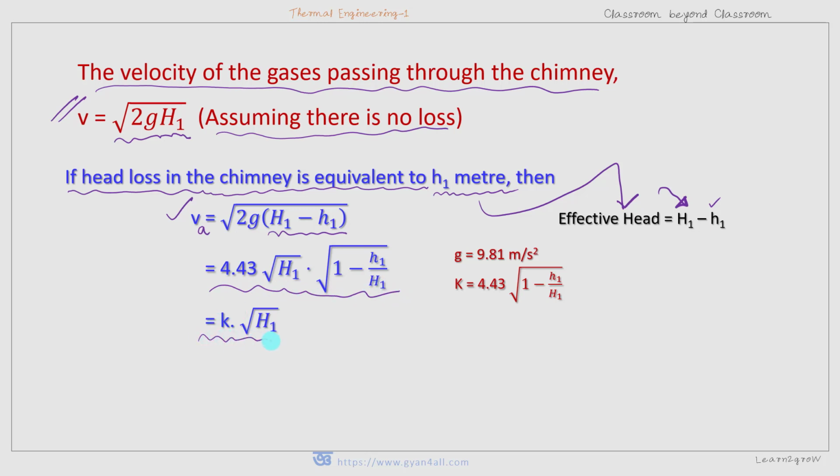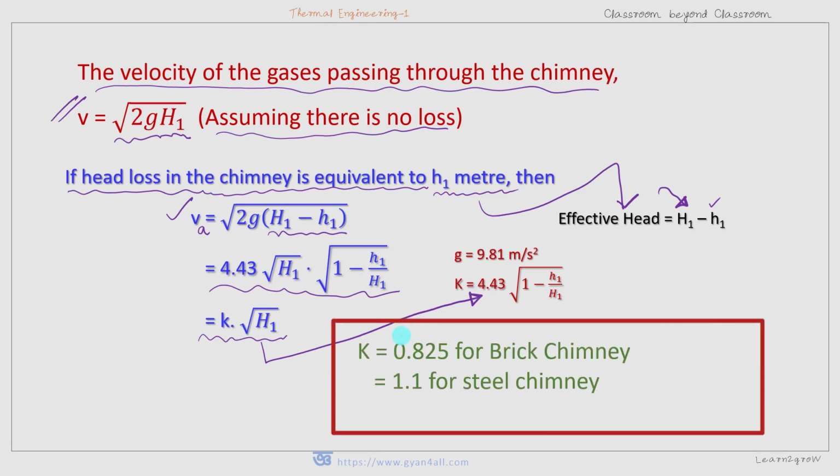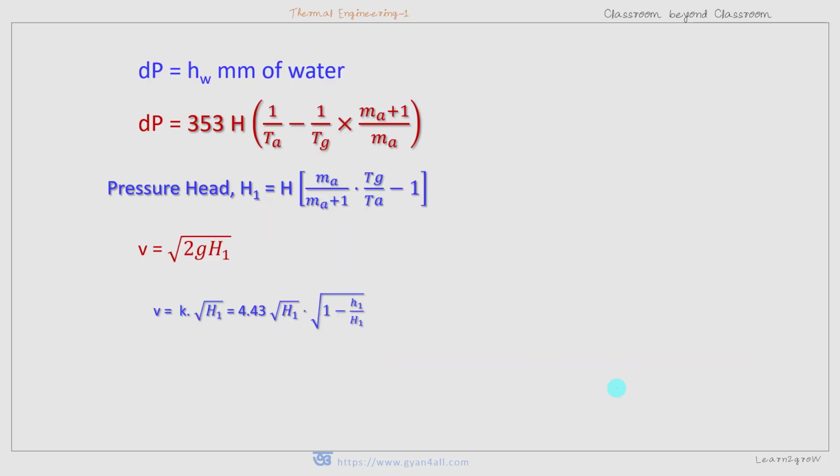So ultimately it is k into root over h1, and k is equal to this much, which we can call the coefficient, and this value of k depends on the material of the chimney as I have mentioned. The value of k is 0.825 for a chimney made of bricks and it is equal to 1.1 for a chimney made of steel. So depending on that, the value of k is different. So the value of k, or velocity, depends on the material of the chimney.